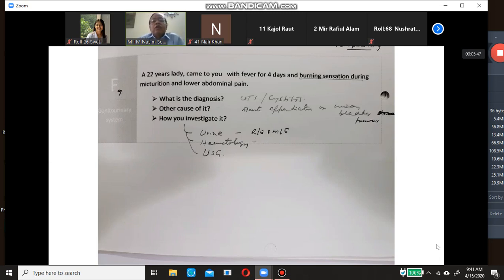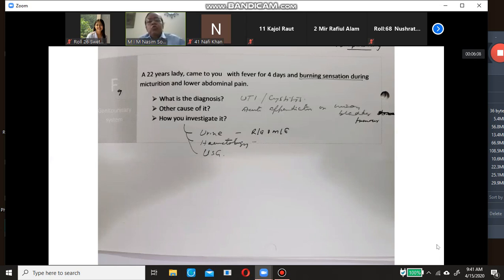The diagnosis of lower abdominal pain here is urinary tract infection, mostly cystitis, infection in the urinary bladder. UTI affecting the urinary bladder, cystitis, I mean. What other causes?